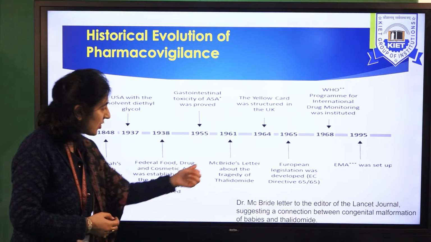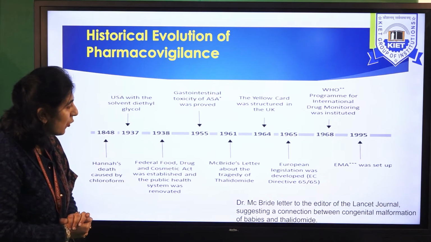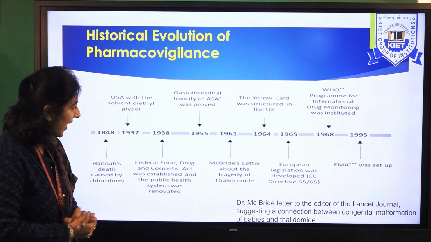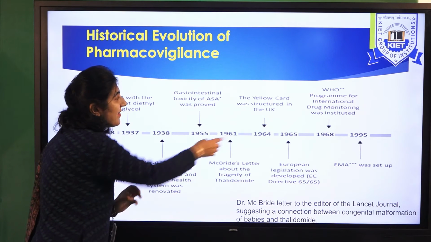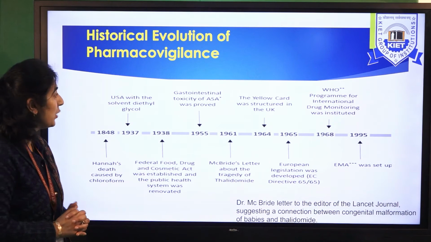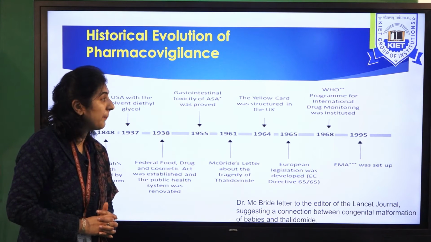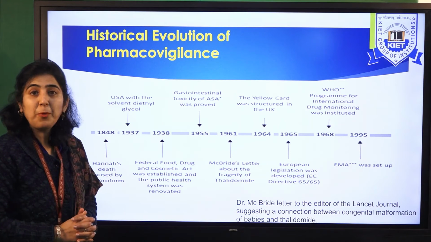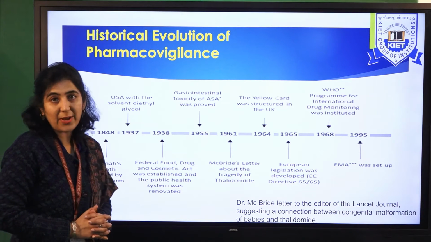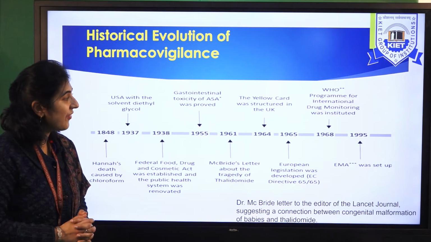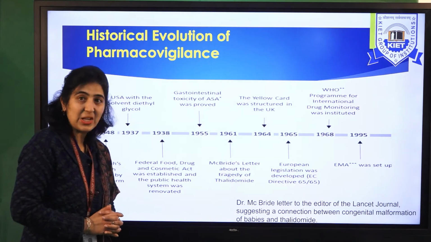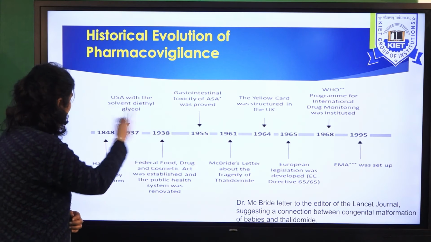Actually, McBride was an Australian doctor and he wrote to the editor of the Lancet journal regarding this tragedy. In 1964, the yellow card was structured in the UK. In 1965, the European legislation was developed. In 1968, the WHO program of international drug monitoring was started. In 1995, the European Medical Agency was set up. So let's go one by one in detail.